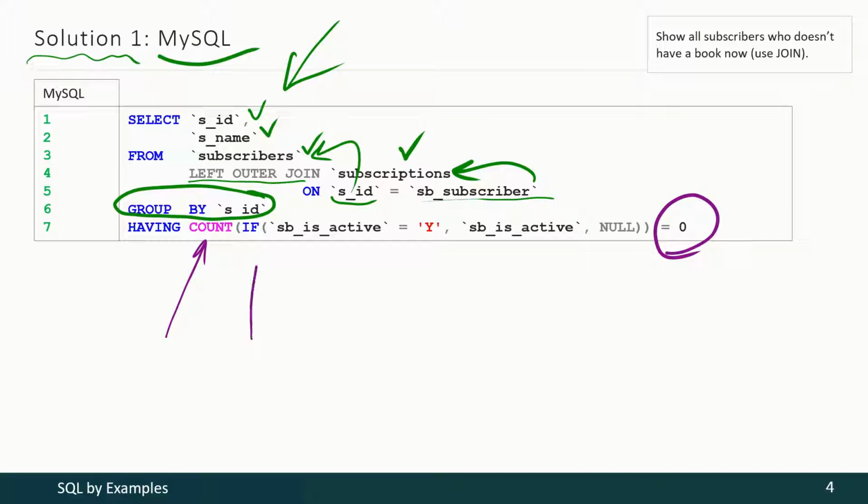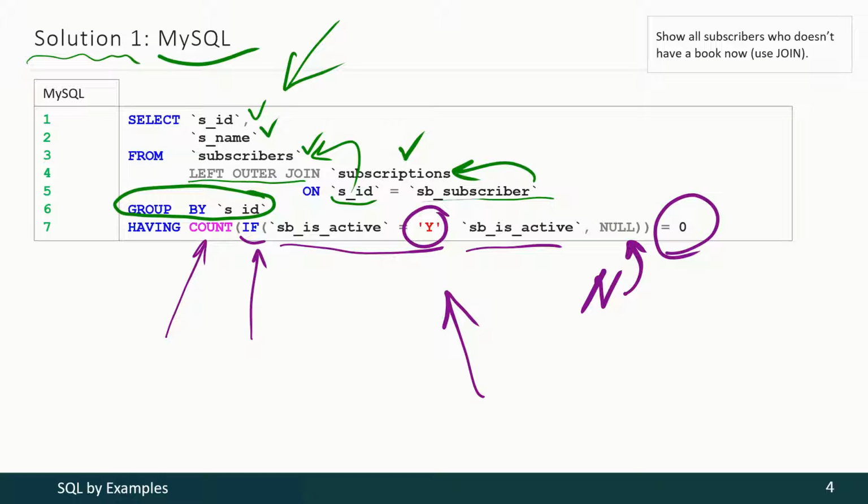But here we have to make some transformation. We use the if function to leave that yes value intact and transform all other values, such as n values, into nulls. We shall discuss the necessity of such transformation in a couple of minutes.